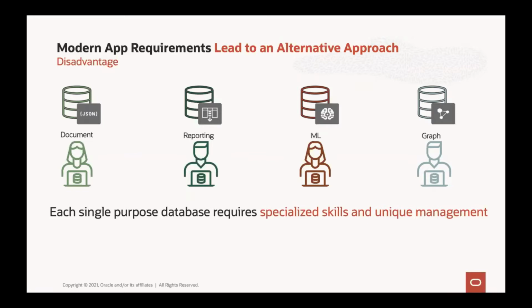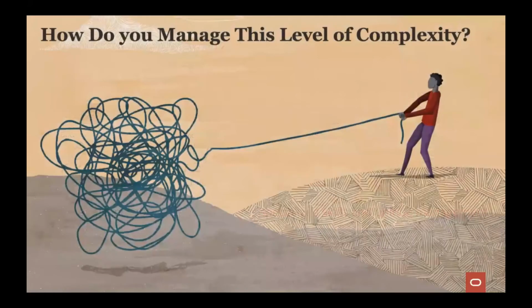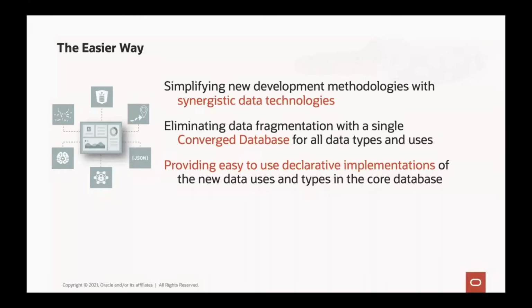It's almost impossible. So how do you manage this kind of complexity? How do you simplify the architecture and start this application development without so much headache, like you have seen in the previous slides? The easier way is to use one single database for the entire development. This database has to support all the workloads, all the data types, and all the features you need for your new application.